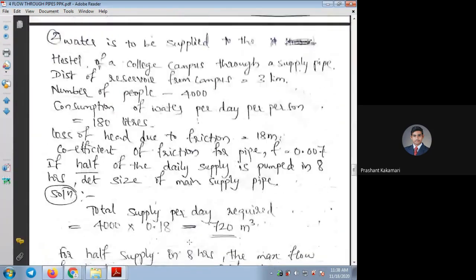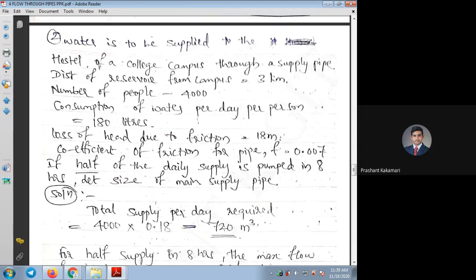In the problem, assume a reservoir far away from the campus of this hostel, at 3 kilometers. The water is pumped there, and in the hostel 4,000 people are there. 180 liters of water is required for one person. So you find out for all the students how much it is. 4,000 into 0.18, so the total water required is 720 meter cube.